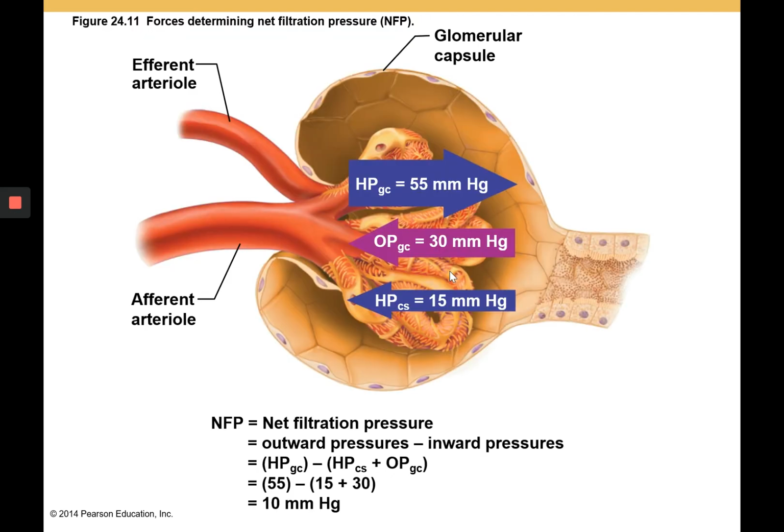So here we can see all the forces that determine net filtration pressure. The main one is going to be the hydrostatic pressure in the glomerular capillaries. We have some opposing forces, the main one being the oncotic or osmotic pressure of the glomerular capillaries, but they can't beat the high hydrostatic pressure of the glomerular capillaries. So we get a net filtration pressure that pushes fluid out of the glomerular capillaries and into the capsular space.